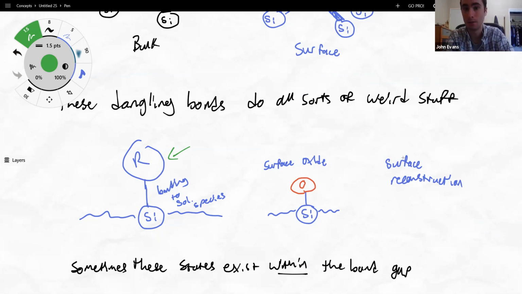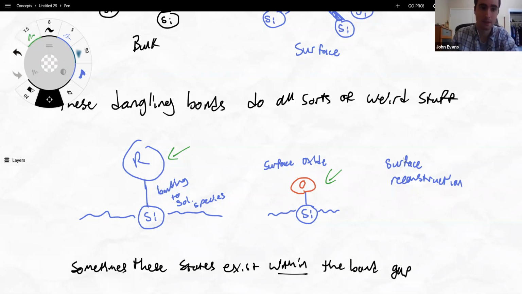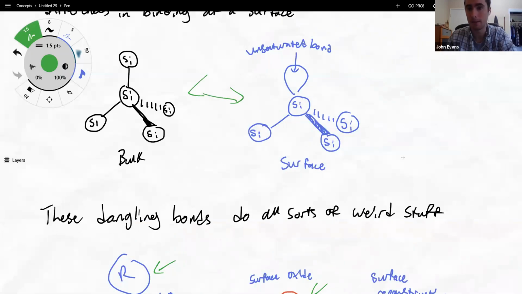It might bind to impurities in your solvent, all sorts of weird stuff. You might bind to, say, oxygen or other dissolved gases in your solution. You might form a surface oxide layer, or you might just reconstruct your surface altogether. What will happen sometimes is that this difference between here and here, this energetic difference, is called the surface energy.